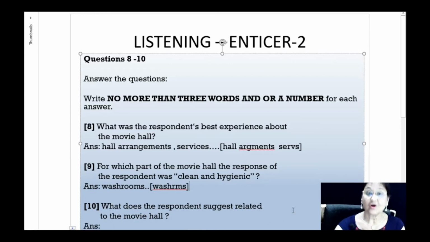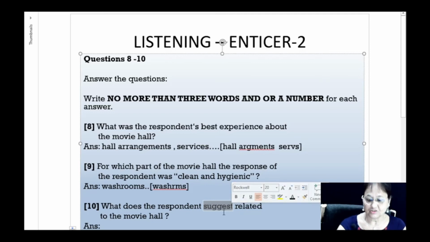Okay. So what does the respondent suggest related to the movie hall? Now I'm sure that most of you will just write parking space. Now if you write parking space, your answer will not be wrong, but you will not get a good score. Why? Because you have not referred to the main word. So what does the respondent suggest? What is the suggestion she gives? That is important.